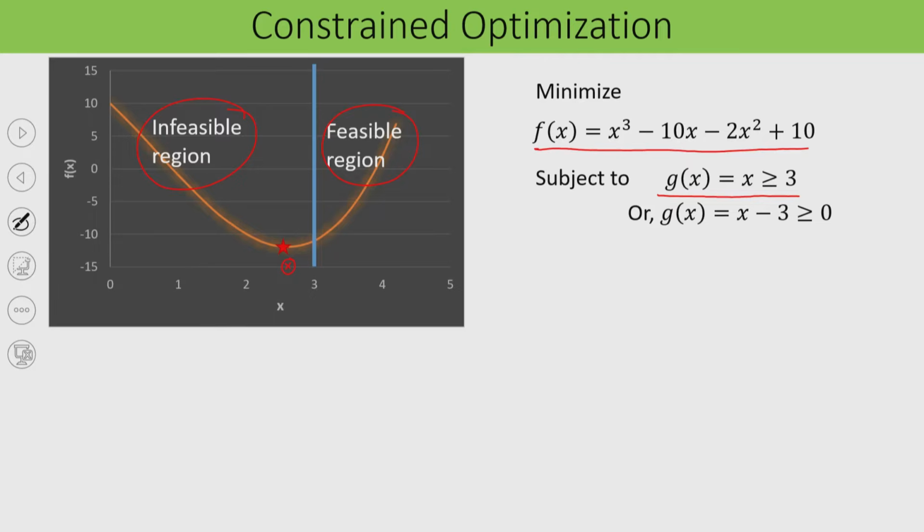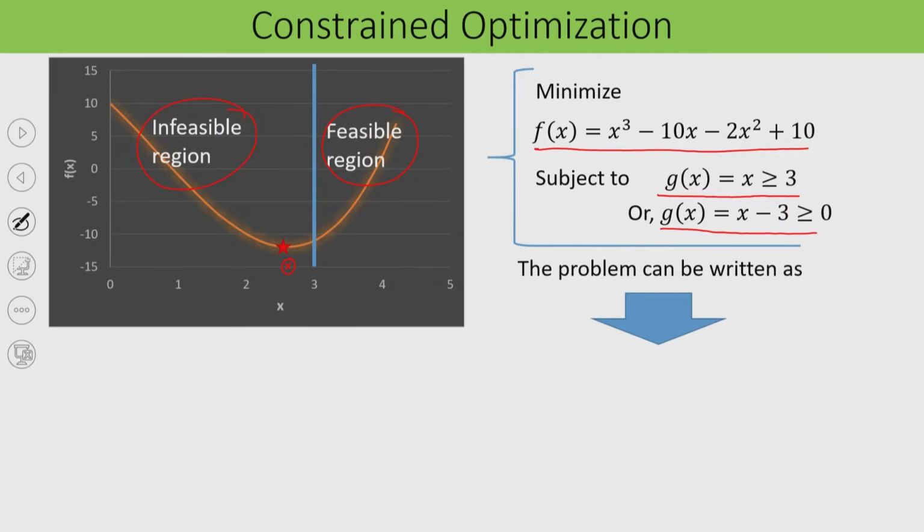Therefore, any solution in the infeasible region is not acceptable. The solution should be in the feasible region, but the unconstrained solution is actually at x less than 3. So that is not an acceptable solution for us, and we have to get a different solution which will satisfy the constraint function, that will be in the feasible region. So, I can write the constraint g(x), which is equal to x minus 3 greater than or equal to 0.